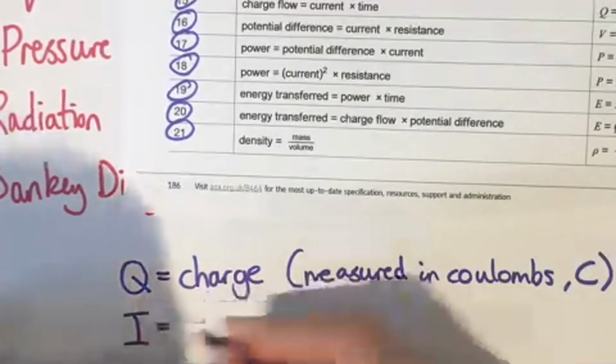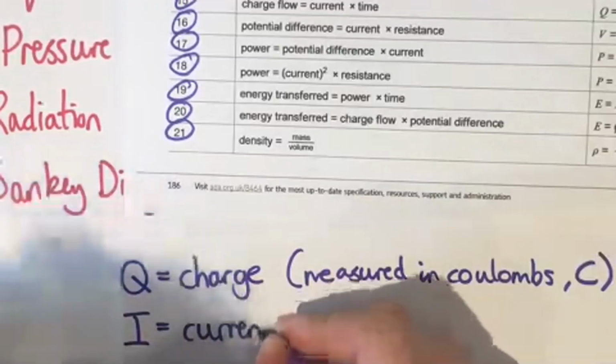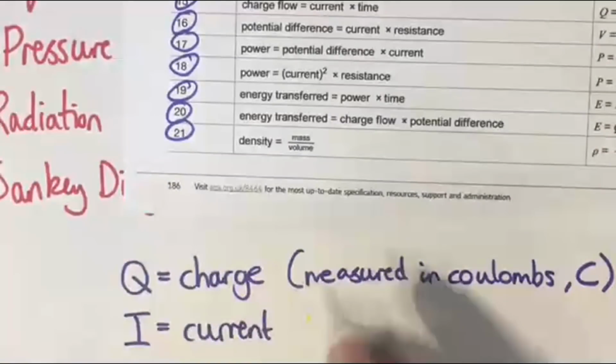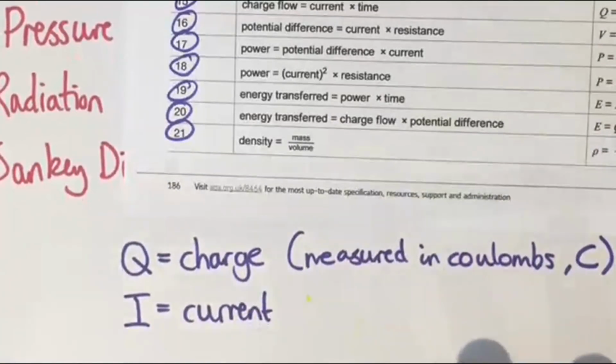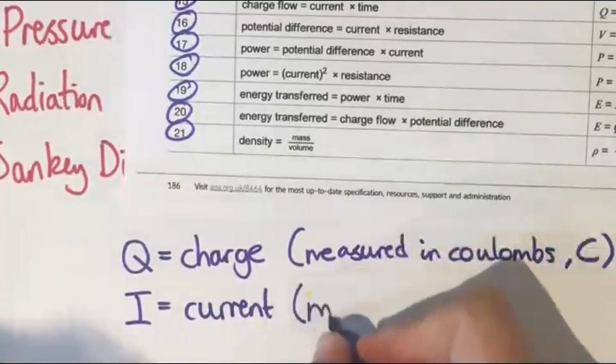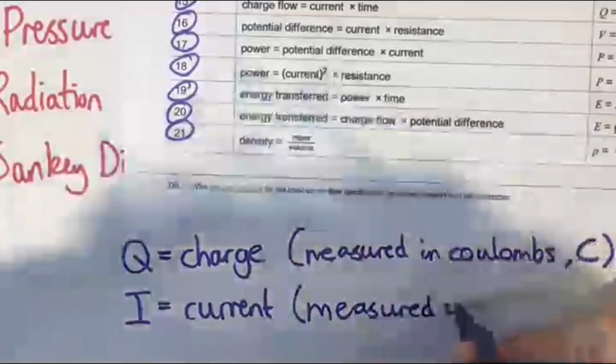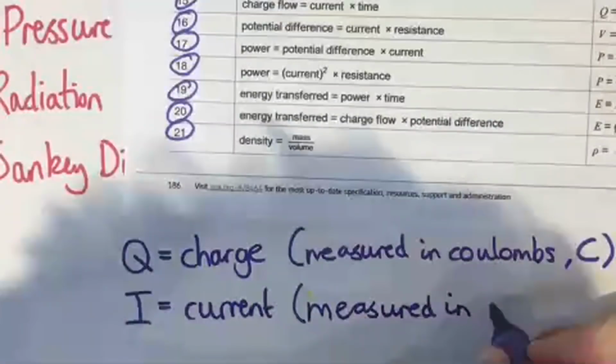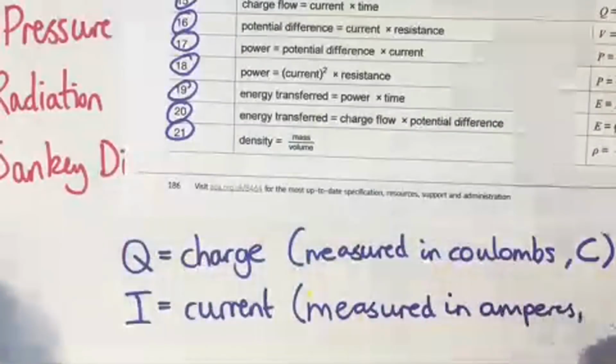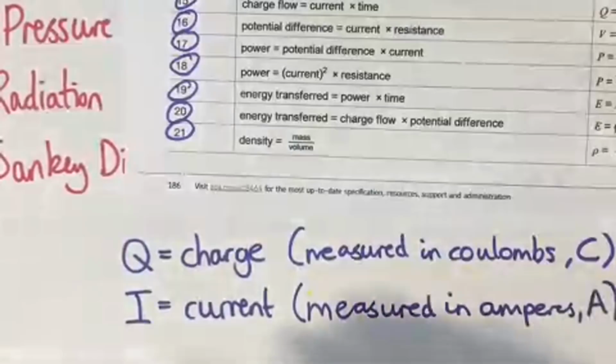I, okay, is current. That's really annoying, because again, the I in current is because it actually stands for induced current. You don't need to worry about that. But that is measured in amperes, which is A.